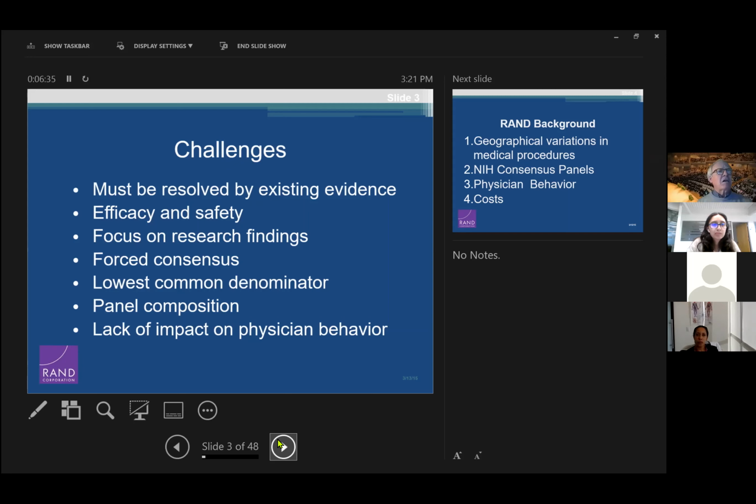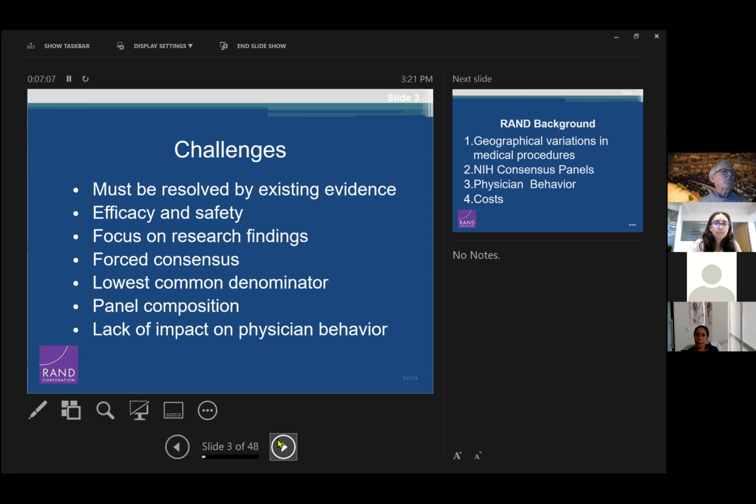The downside of that, which RAND figured out pretty quickly, is if you force consensus, you get agreement on the lowest common denominator. So you'll only get recommended those things for which there's total agreement. And again, that means you're taking something for which there may not be a lot of evidence to begin with, and now you're restricting it even further by only having those things for which you can get agreement. There's a problem about the panel composition, and there's a lack of impact on physician behavior.